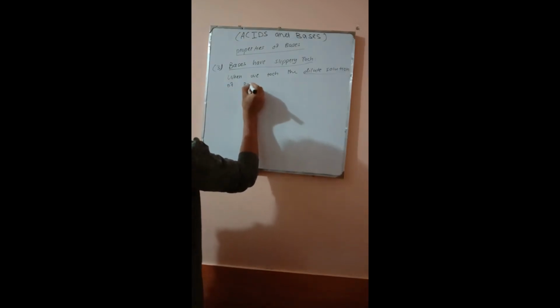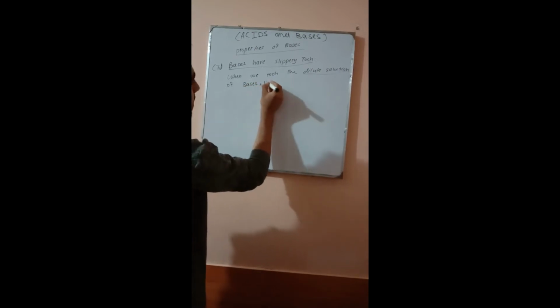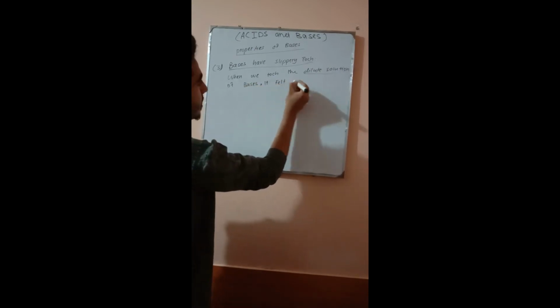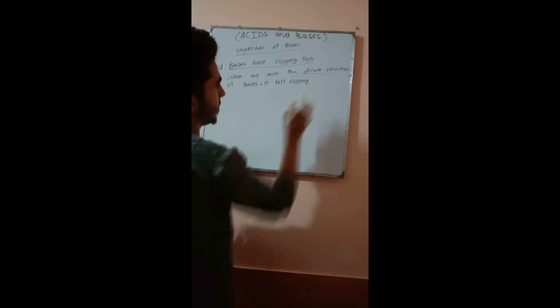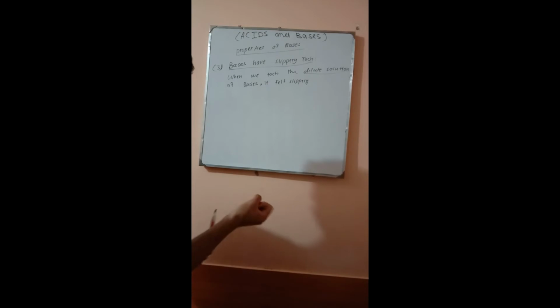of bases, it feels slippery. Okay, when we take soap in our hands, it feels slippery. We can't hold it powerfully; when we press it forcefully, it slips out of our hands, because there is a dilute solution of bases, therefore it feels slippery. And it is also a property of bases. A dilute solution of bases present in anything, like soap, feels slippery.